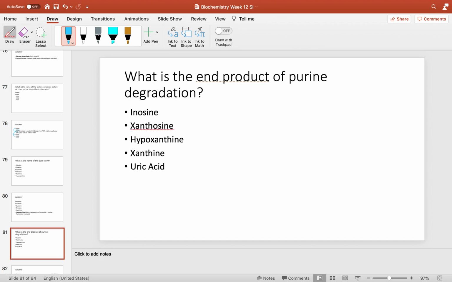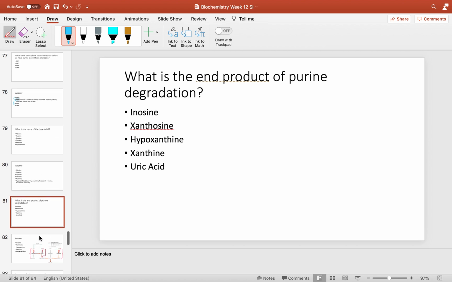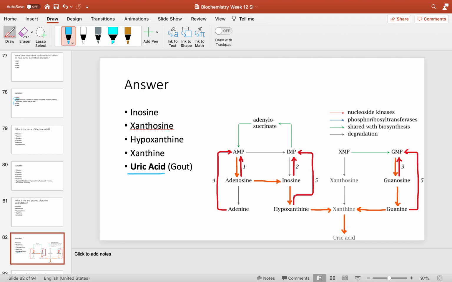What is the end product of purine degradation? Not salvage, not de novo, but degradation. Is it inosine, xanthosine, hypoxanthine, xanthine, or uric acid? Remember, this one is uric acid because in this case, we have our AMP and our GMP, and they both follow this degradative pathway to form uric acid in orange. And uric acid is normally excreted in the urine, but if it's found in high plasma levels, it can crystallize, and this is the cause for gout.